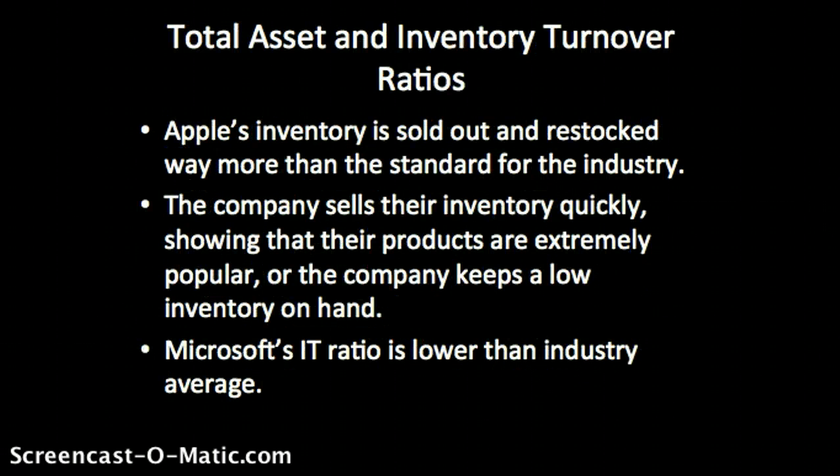Next, we will take a look at total asset and inventory turnover ratios. Apple's inventory is sold out and restocked way more than the standard for the industry. The company sells their inventory quickly, showing that their products are extremely popular, or the company keeps a low inventory on hand. Microsoft's inventory turnover ratio is lower than industry average.